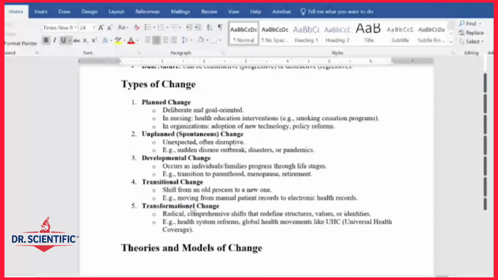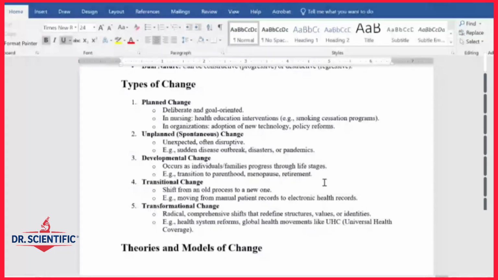Now we have another one here: transitional change. So this just happens in our daily life. For example, moving from manual patient records to electronic health records. Even at the moment, this is a transition in health. What we are trying to embrace at the moment is what we are referring to as transitional change, whereby we used to have physical face-to-face teaching of students at different levels, but at the moment I can share with you via this online teaching, whereby I can hear from your side, and you can hear from me. So this is just a transitional change. It is called blended learning, whereby we are blending physical and online teaching.